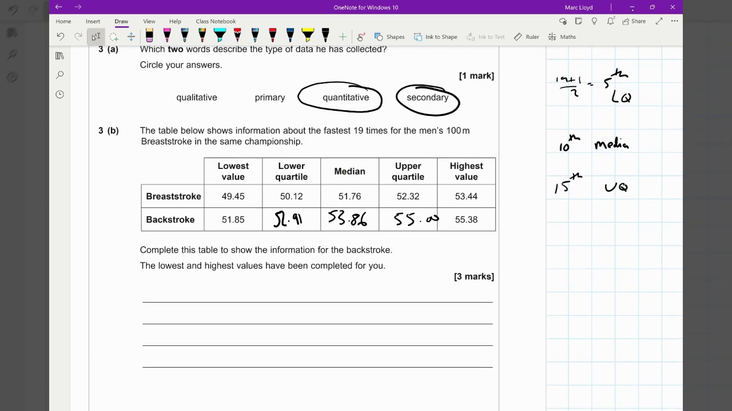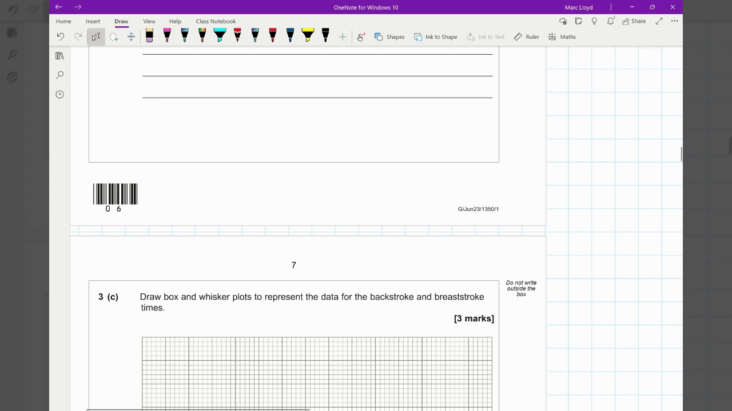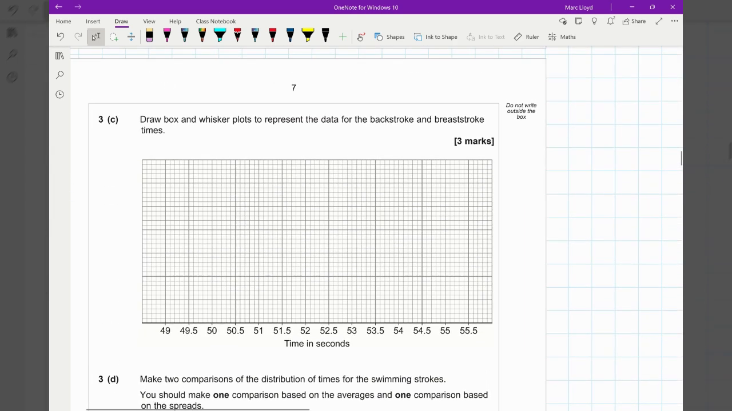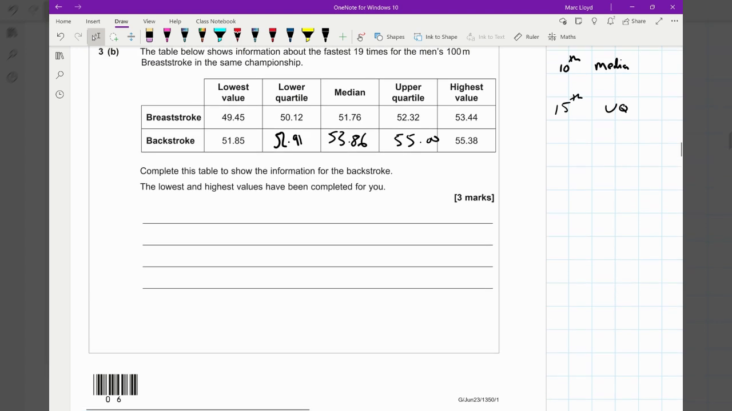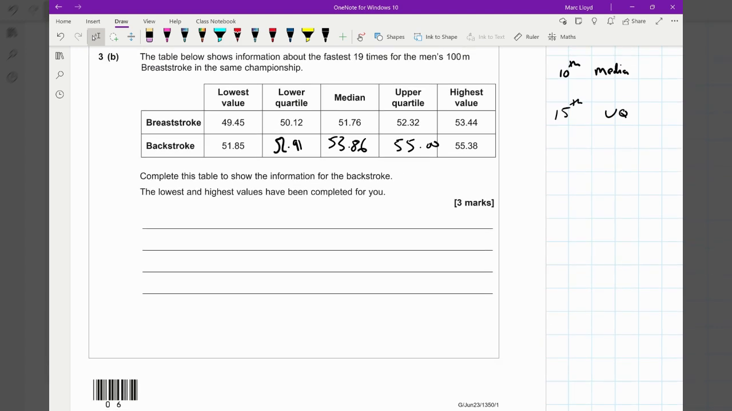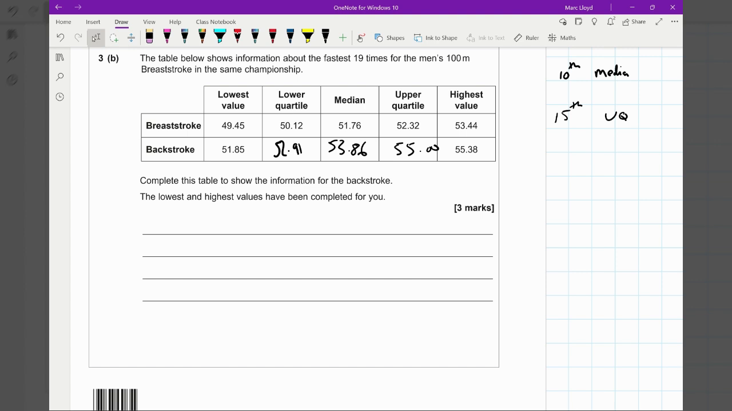Okay, I'm just going to double check my mark scheme, make sure I've got those correct. Quantitative, secondary, good. Yeah, and we've got those values correct. Wonderful. Right, get my screen back up. Part C, draw box and whisker plots to represent the data for the backstroke and for the breaststroke. Oh, that data's really far away. So I'm just going to move this table down so that I can actually see the data. Fortunately, this table has given us all of the bits of information that we need.